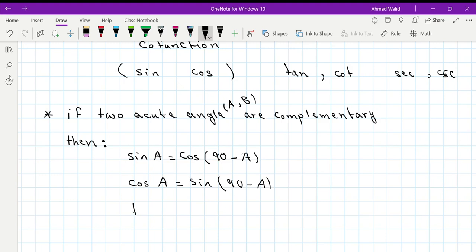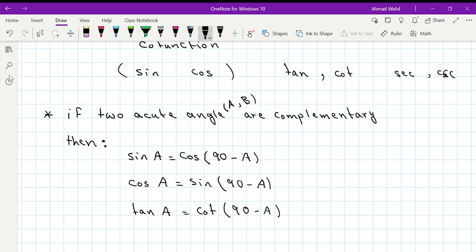Tangent of angle A equals the cotangent of its complementary, 90 minus A. Correct? This relation between two complementary angles always works very well. That's why I put these definitions up there. Let's focus on them and do some easy examples.